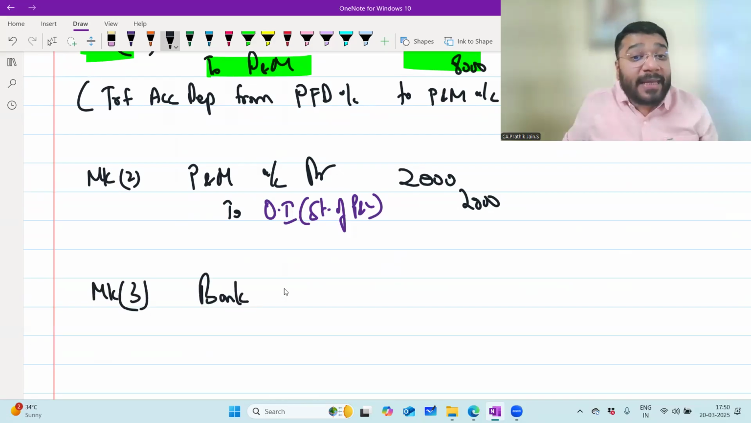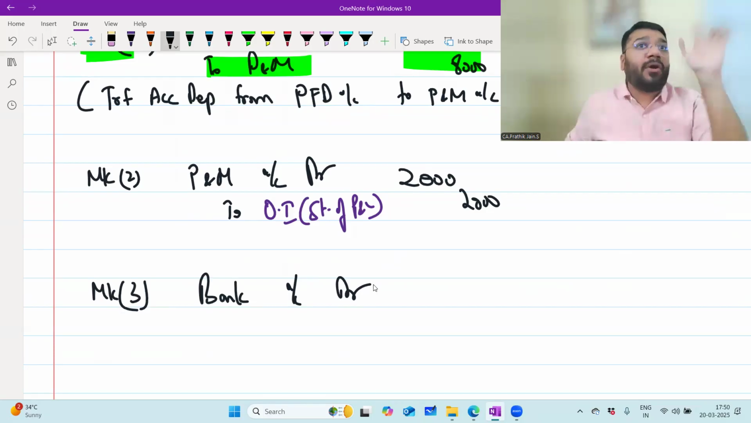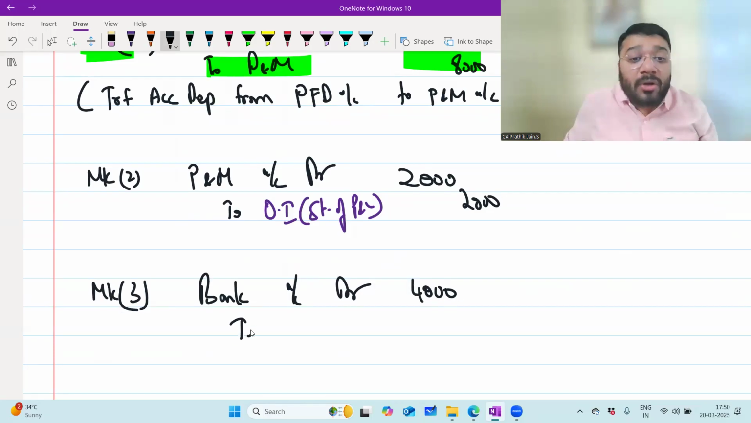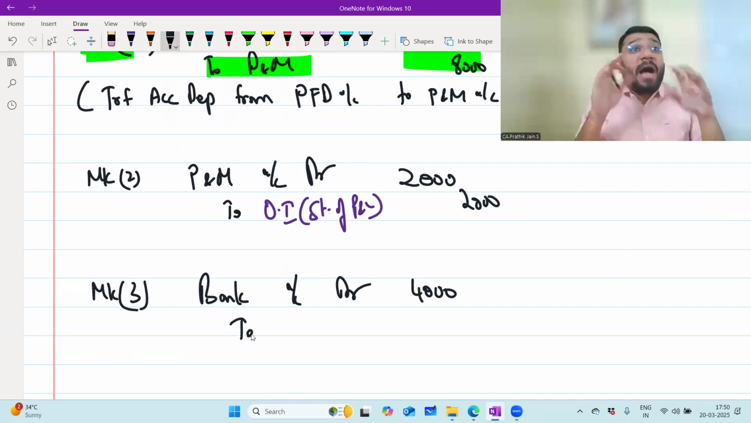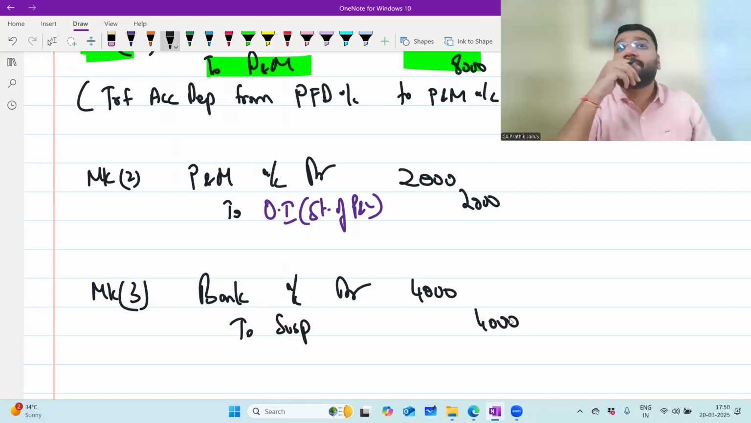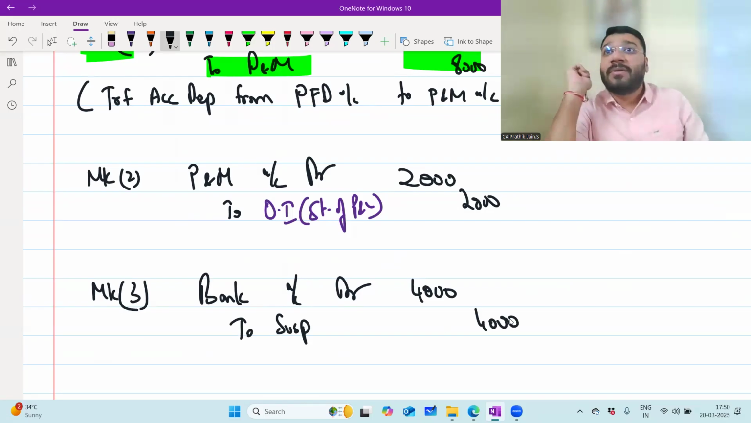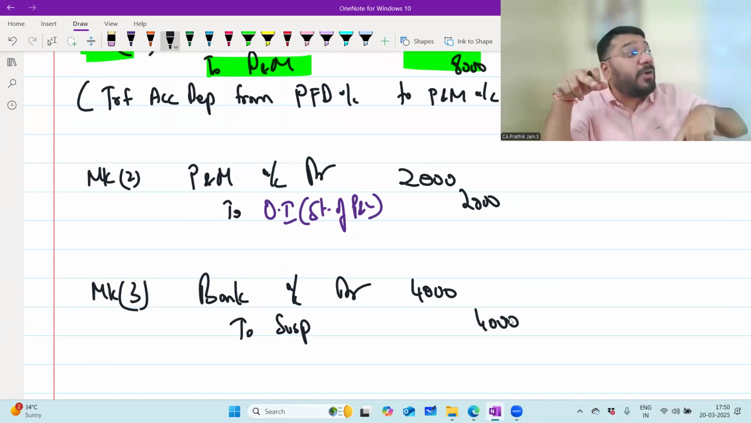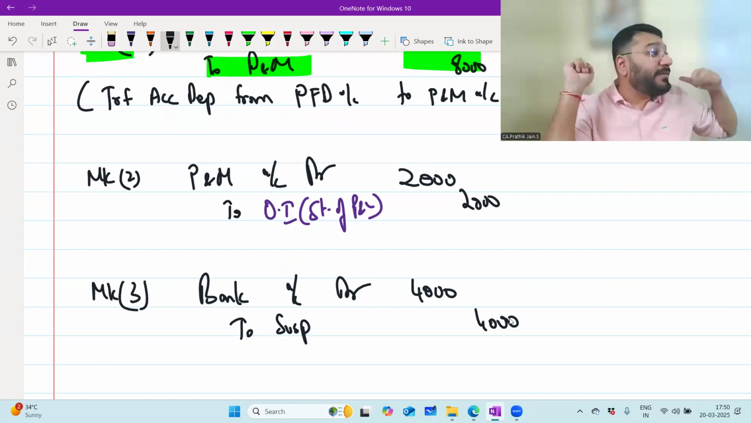Bank account debit, properly recorded, because money is coming in the bank. How much? 4,000. But he did not know for what purpose this money is coming, against what to record. So he parked this money in the suspense account, 4,000. Is this right or wrong? Wrong. Because of this entry, the suspense account is reflecting in your balance sheet asset side, which is not allowed.